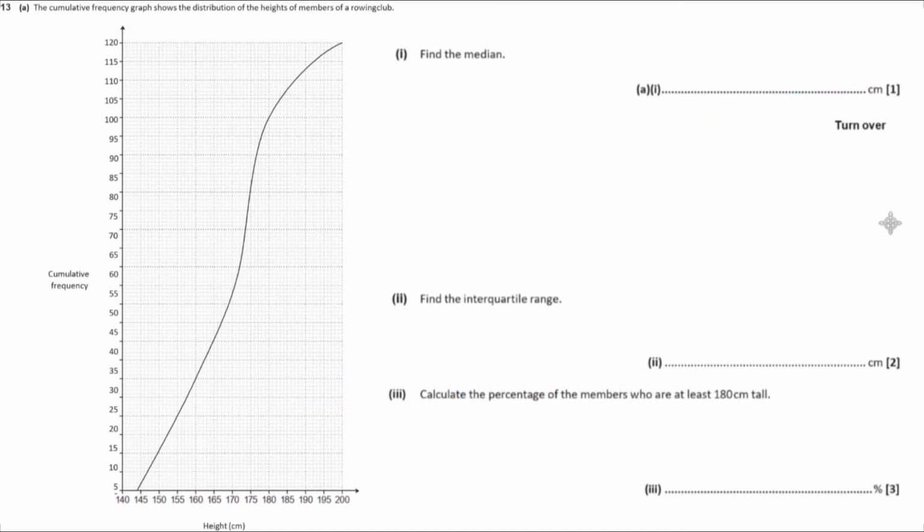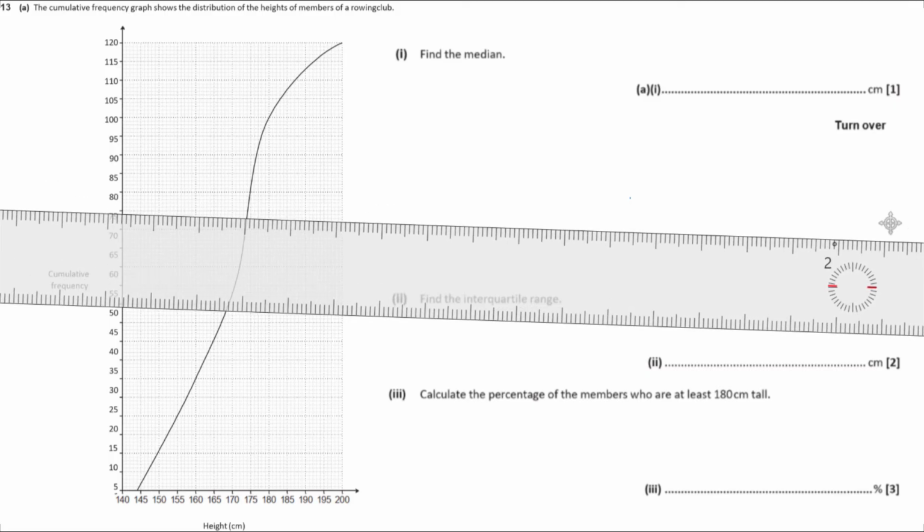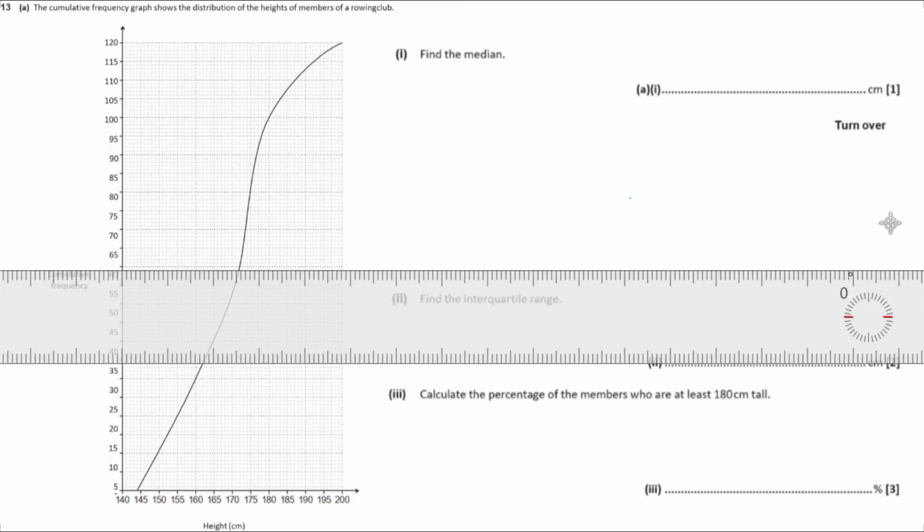The cumulative frequency graph shows the distribution of the heights of members of a rowing club. The first part says find the median. Okay, so the median is the middle one. We've got 120 people altogether. So halfway through that would be the 60th person. So in order to find the median, we're going to read off from 60 and then down.